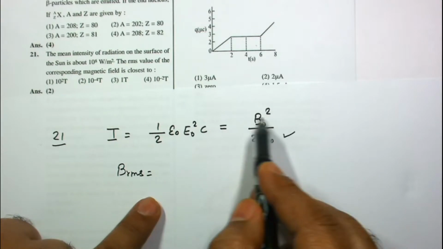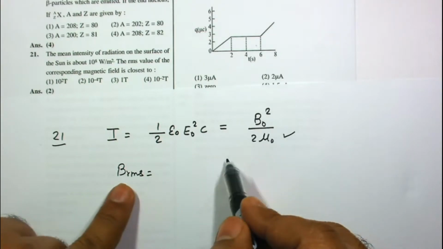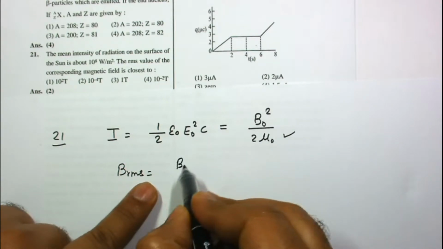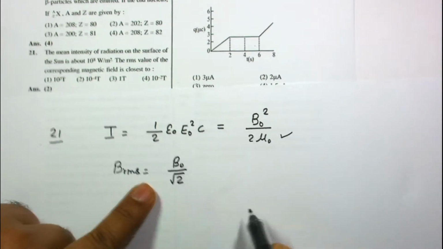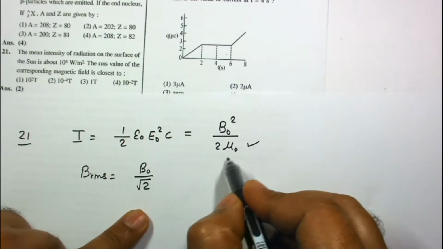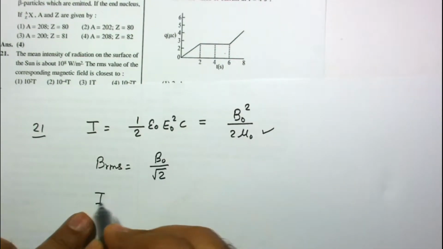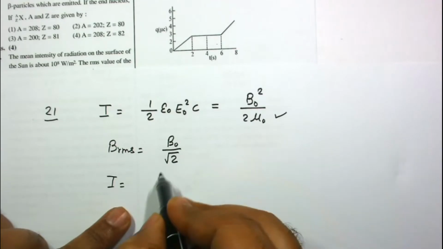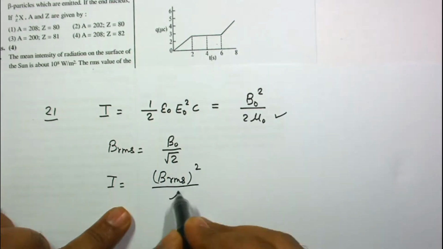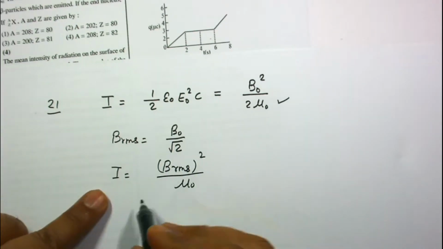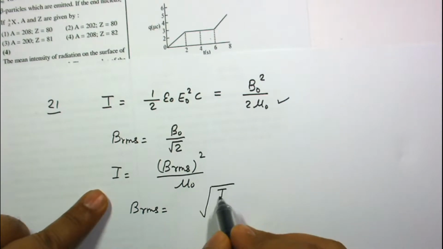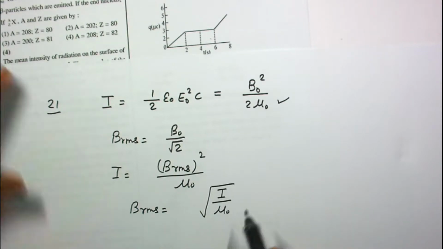since these have sinusoidal variation, B RMS will be the same as for alternating current. It will be B naught by root 2. So basically this B naught square by 2, we can further write it as I is equal to B RMS square by mu naught, and this B RMS will be given by under root mean intensity times mu naught.